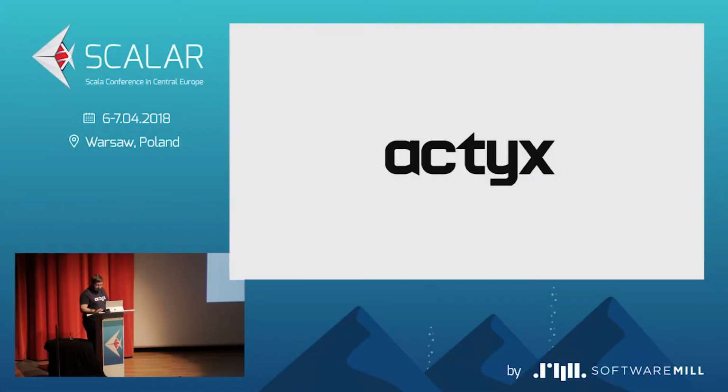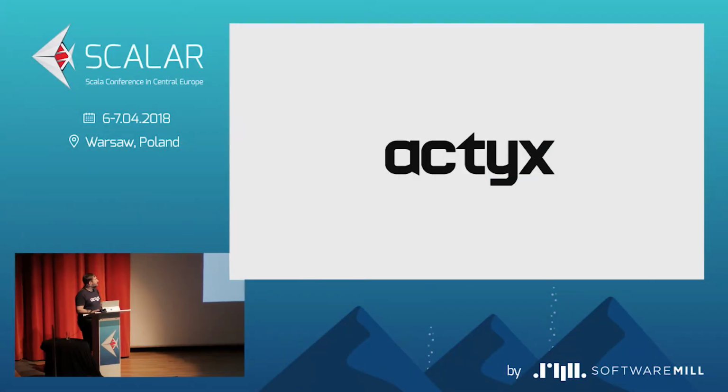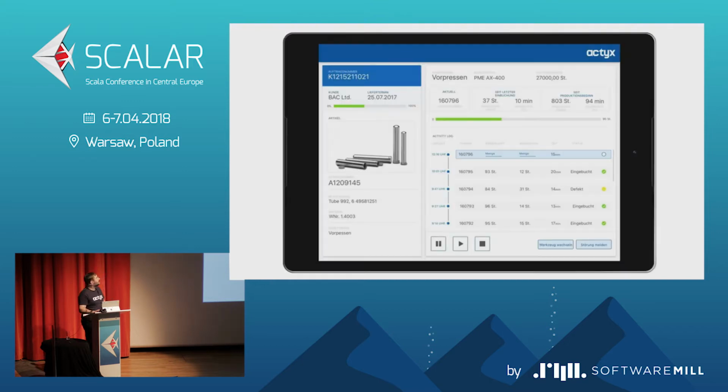So as already mentioned, I work at Actyx, and at Actyx we do software for factories. And well, this is one of our products. It's called EOS, and it's a real-time production monitoring software. So you can see various production stages, what's happening to them, and it obviously has some sort of data acquisition side of it, so you just gather the data about the production process.